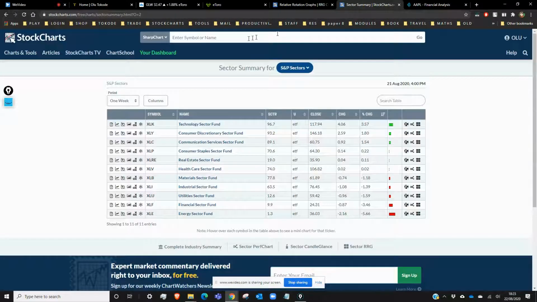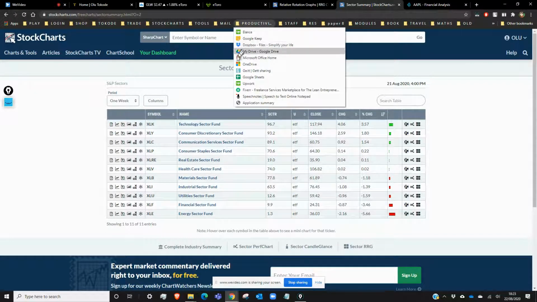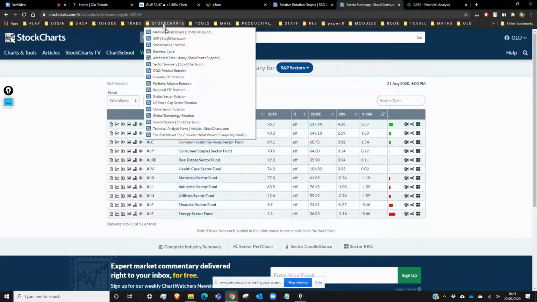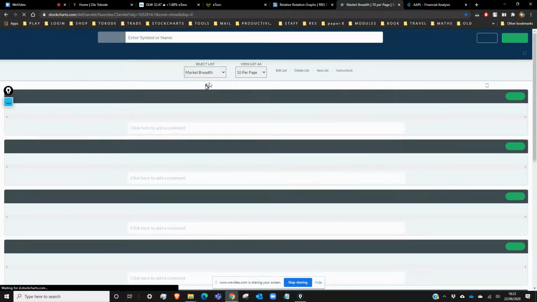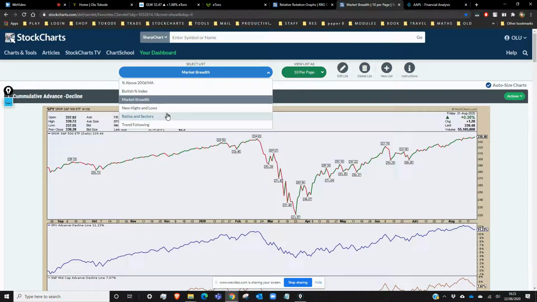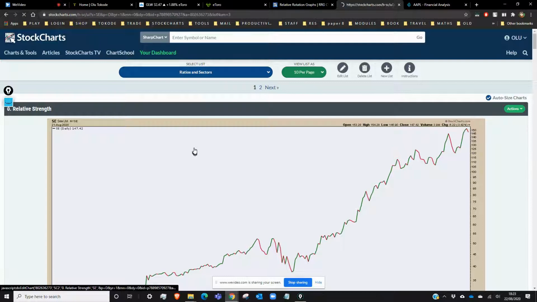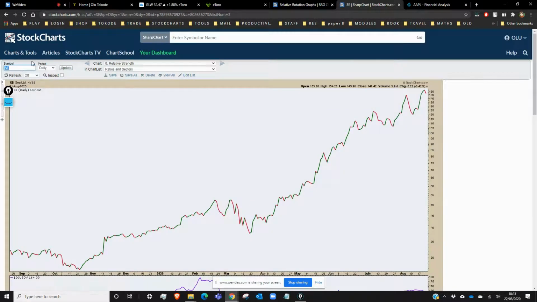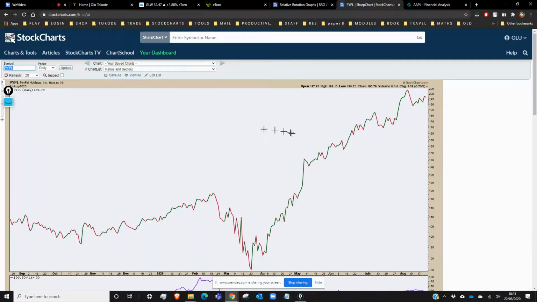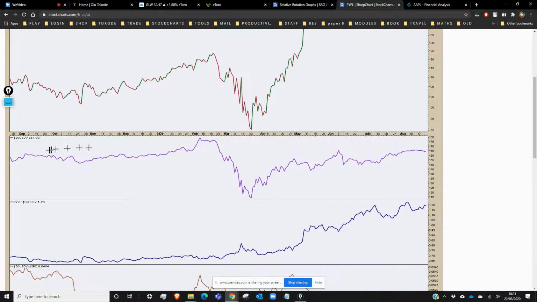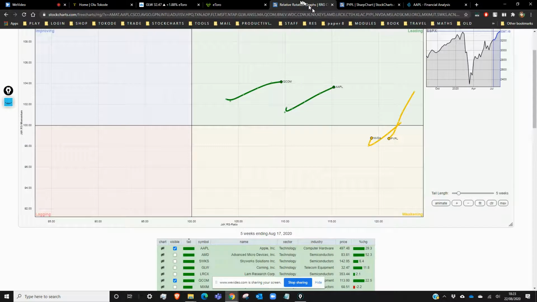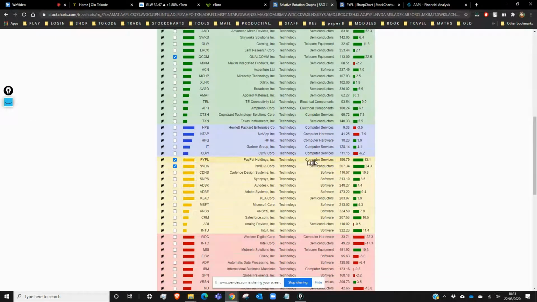And I'll do that using this chart. Where is my chart list? Okay, I'm looking for ratios, relative strength chart. All right, this is a chart I'm going to use. So PayPal, PYPL. What I want to see here is how well the industry PayPal is in is doing. So that industry is in an uptrend. That industry is computer services.